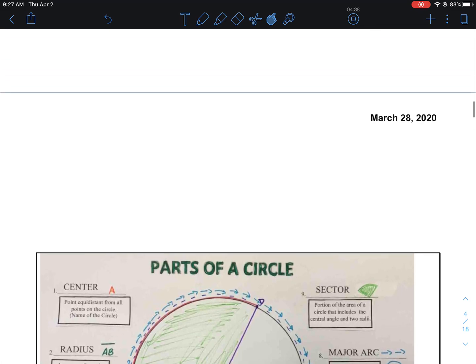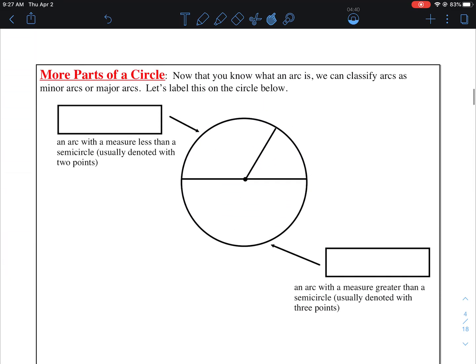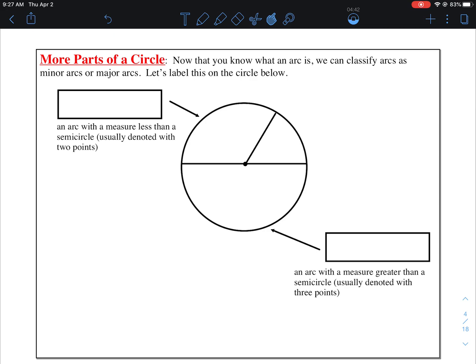But to go up here and finish this last part up, it said there's a few more parts of a circle we haven't talked about. Now, we did talk about it. They're arcs. So it says right here, now that you know what an arc is, let's talk about 2 different types of arcs. So there's either a major arc or a minor arc.